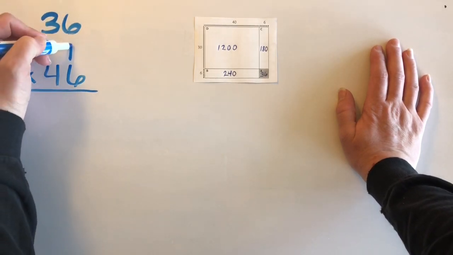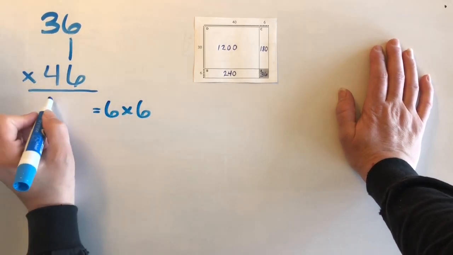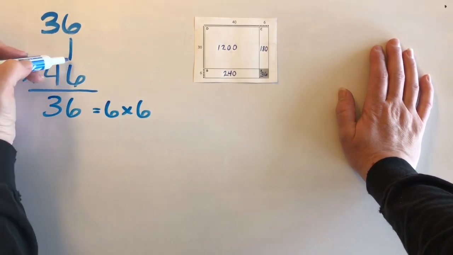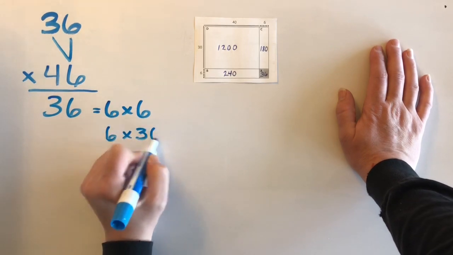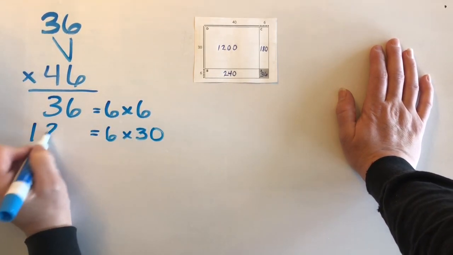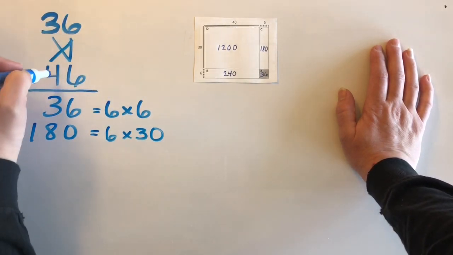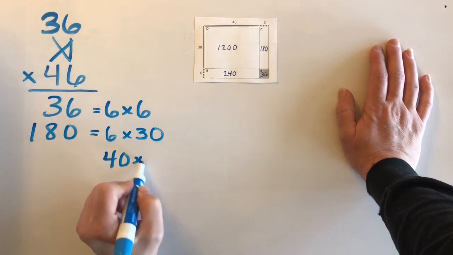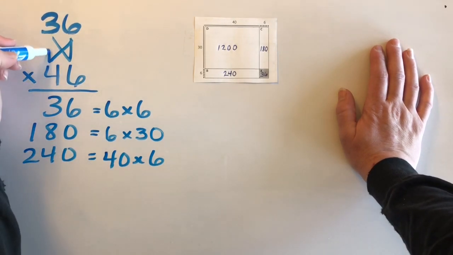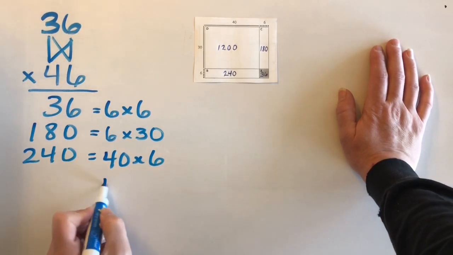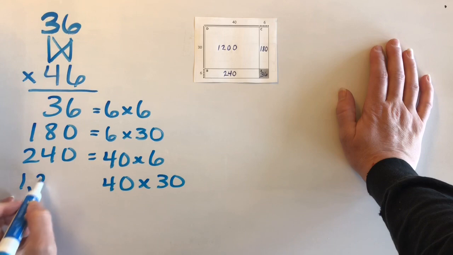So the first thing we do is we multiply 6 times 6. And we write the answer down, 36. Then we multiply the 6 times 3 tens, which equals 30. So that's 180. Then we'll go over here to the 4. 4 tens times 6, so 40 times 6, and that equals 240. And finally, we'll multiply 4 tens times 3 tens, which equals 1,200.